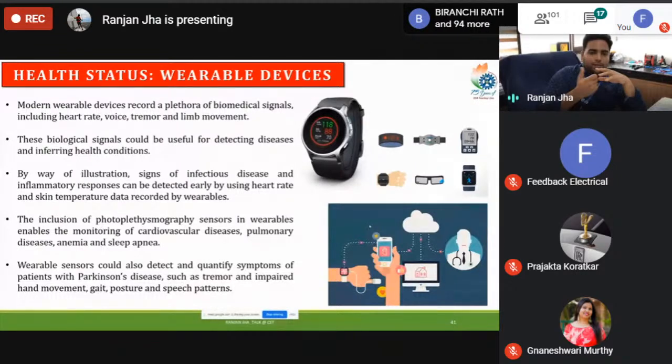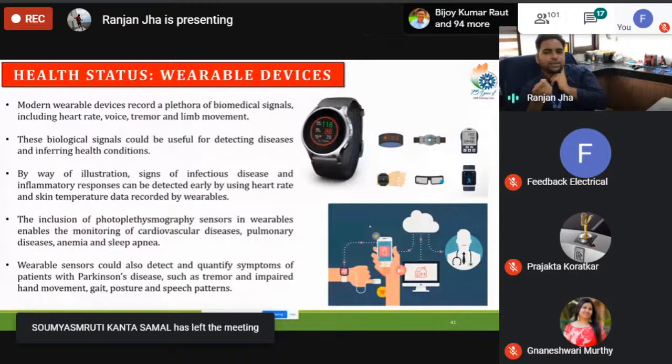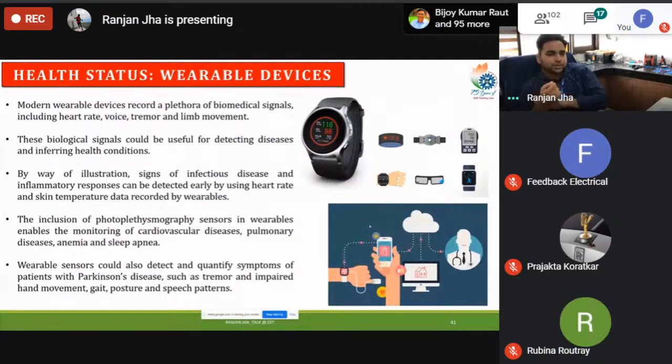Like if someone has some heart disease, right? So they take the data. The watch continuously records the heart rate and other data, and after that it can be easily seen if there is a need for attention or not. So these biological signals could be useful for detecting disease and inferring health conditions. By way of illustration, signs of infectious disease and inflammatory responses can be detected early by using heart rate and skin temperature data recorded by wearables.